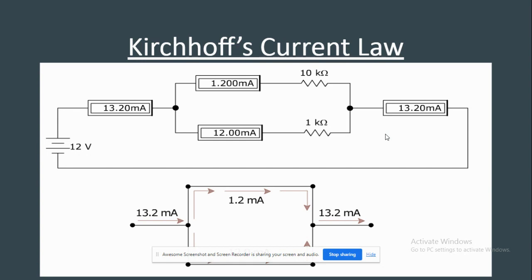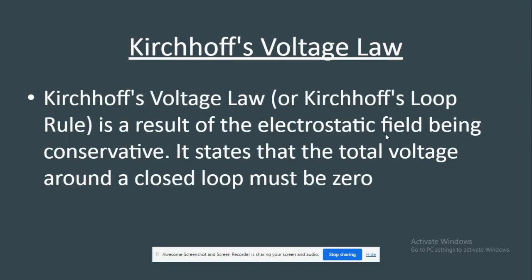Let's move on to the next one, Kirchhoff's voltage law. Kirchhoff's voltage law is the result of the electrostatic field being conservative. It states that the total voltage around a closed loop must be zero. It says that the sum of the voltages around a closed loop should be zero, which means if we sum up the voltages of different circuit elements, it should be equal to zero.